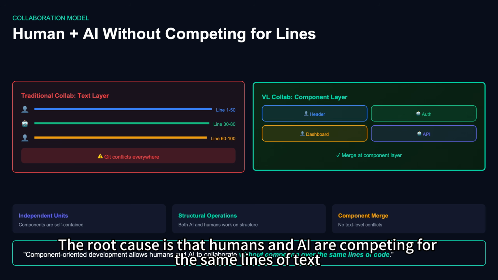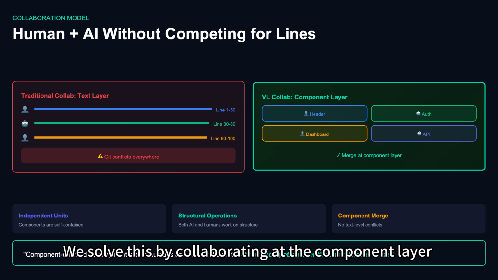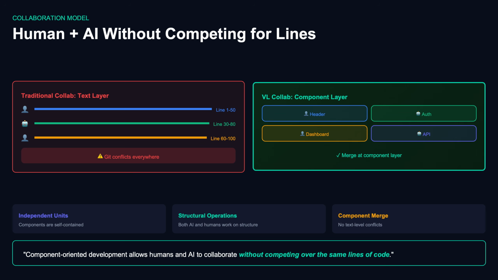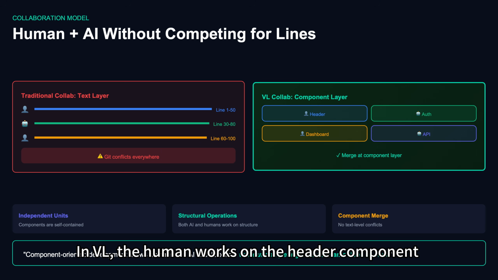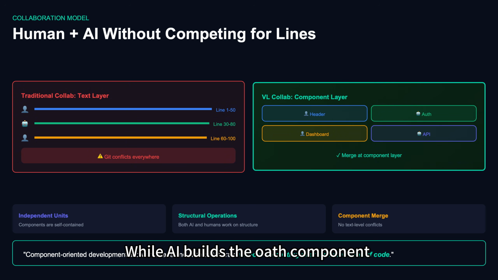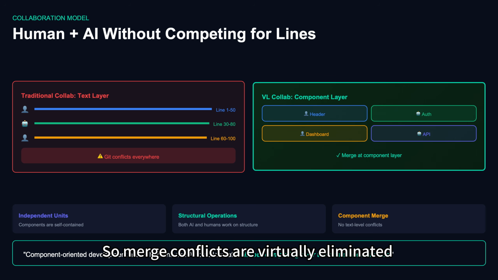The root cause is that humans and AI are competing for the same lines of text. We solve this by collaborating at the component layer, not the text layer. Traditional collaboration causes conflicts because everyone edits the same file. In VL, the human works on the header component, while AI builds the auth component. Components are independent units, so merge conflicts are virtually eliminated.